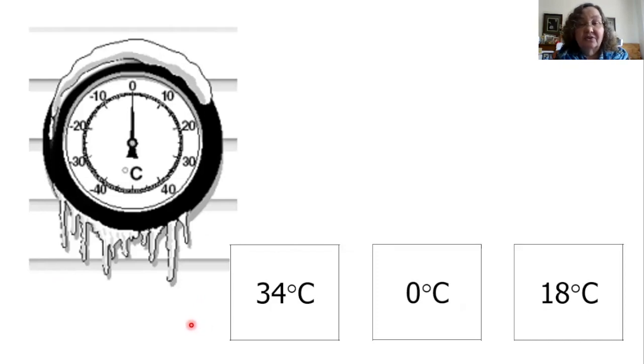All right, let's look at this one. This is a circular thermometer that we've talked about. I see that it is in Celsius, and it looks like it's a very cold temperature. So what do you think it is? Are you ready to point? Point to the card that you think this temperature is. 0 degrees Celsius, and it is a very cold temperature.